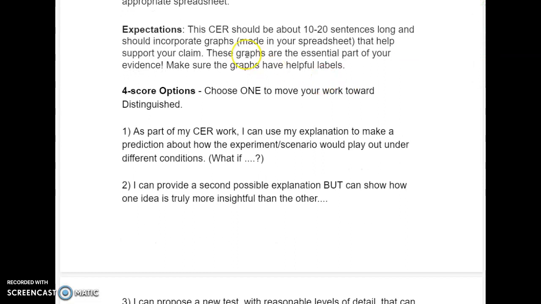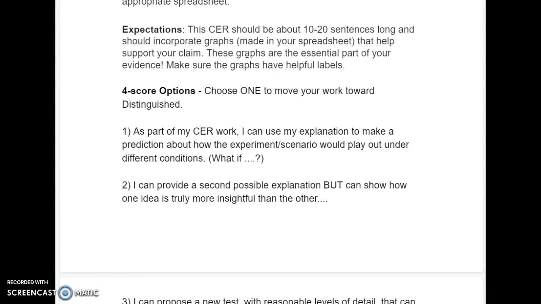What are the expectations here? This CER should be a little bit longer because the question's a little bit more challenging, the data is richer, there's a lot more to think about, and so I'm expecting that this CER should be somewhere in the 10 to 20 sentences long. If you wind up going well past that, that's not a problem. I just want you to understand that we're not supposed to be writing a 10-page paper here.